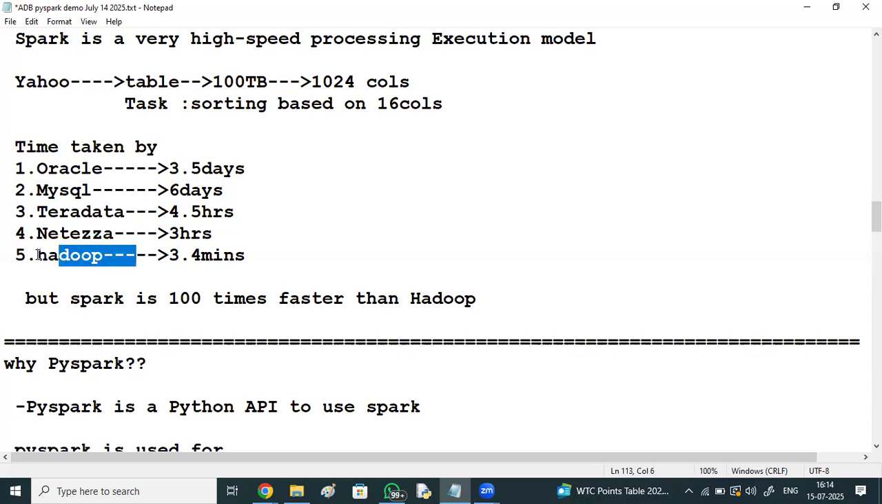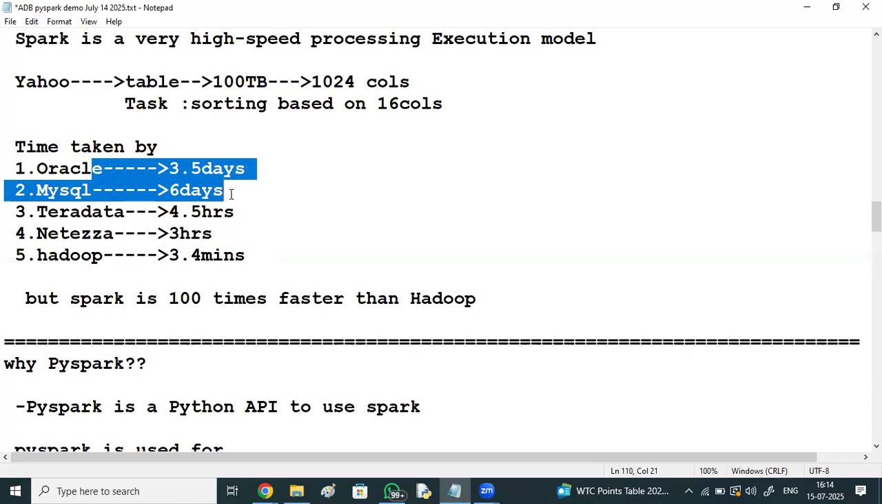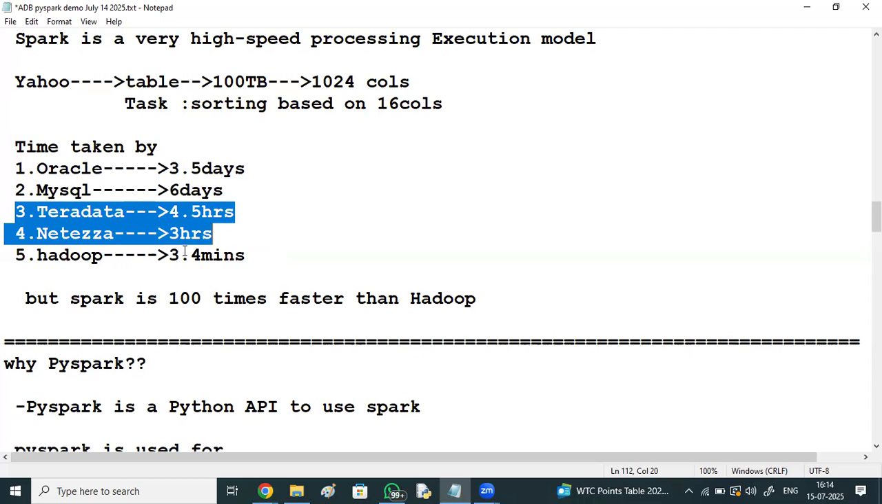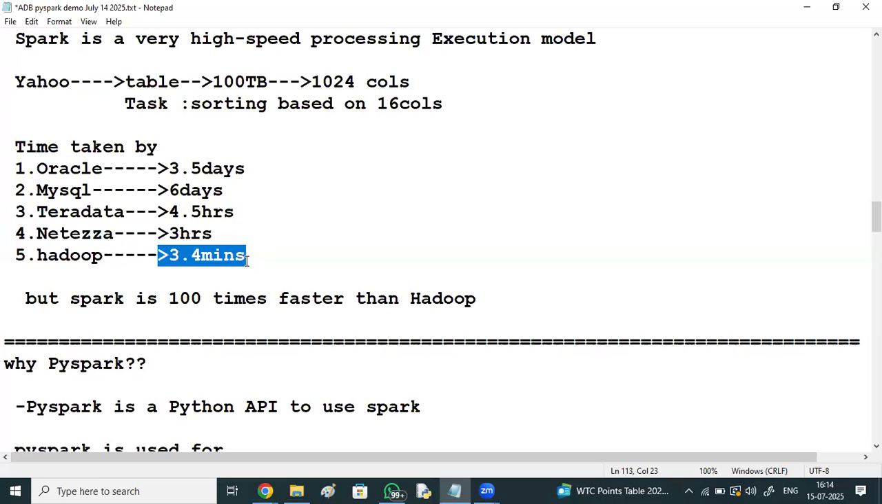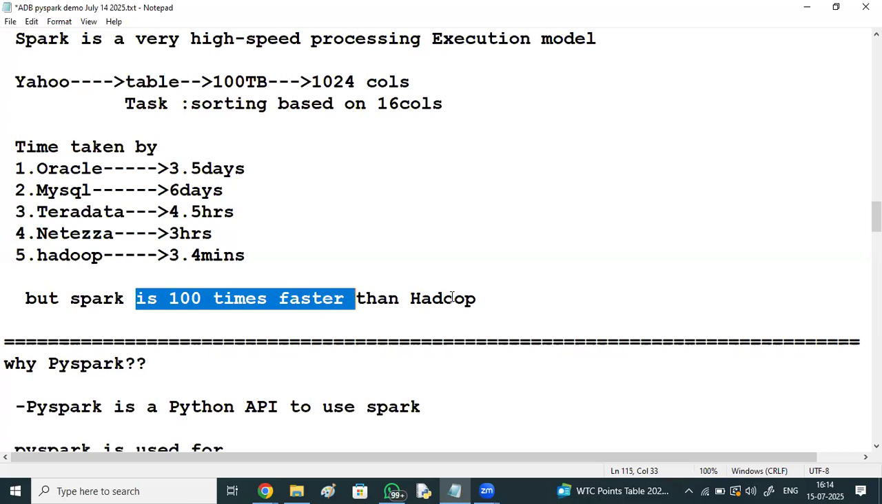Hadoop took just 3.4 minutes. Where these databases took days and these took hours, Hadoop took just 3.4 minutes, which means very high-speed processing. But Spark is 100 times faster than Hadoop. Hadoop already took very little time, but Spark is 100 times faster than Hadoop MapReduce.